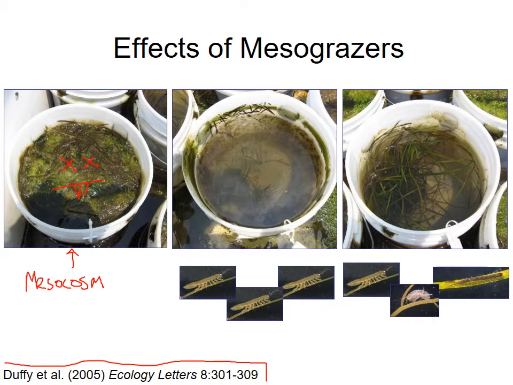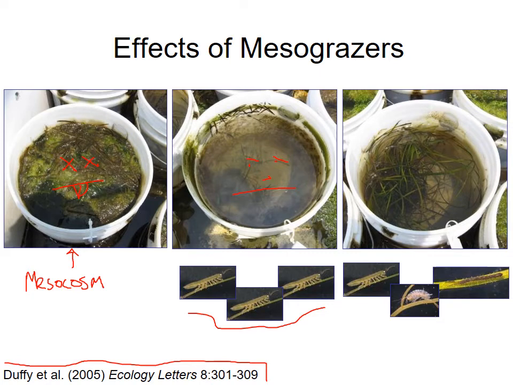Whereas if we added a bunch of one particular type of mesograzer to a bucket, there was lots of grazing, but it was actually a little bit too much grazing, and it really wasn't the best situation here in this bucket, because there was nothing left in that bucket except little nubbins of grass that had been overgrazed by this voracious isopod, which ate the algae and most of the grass.